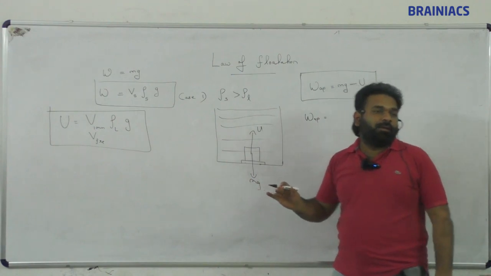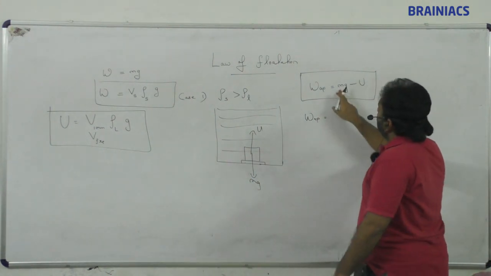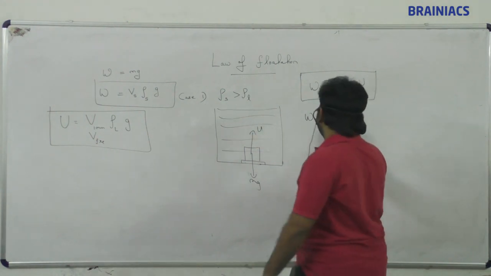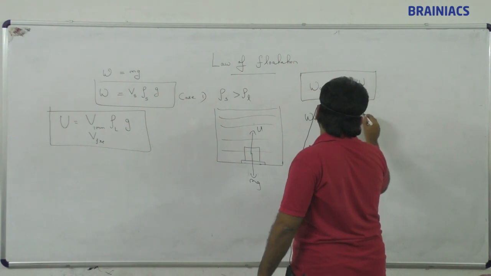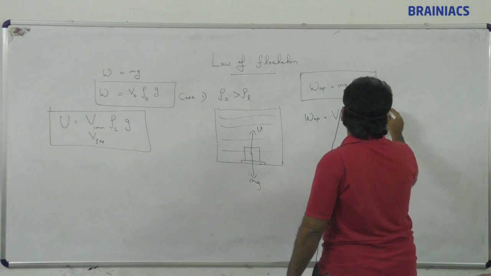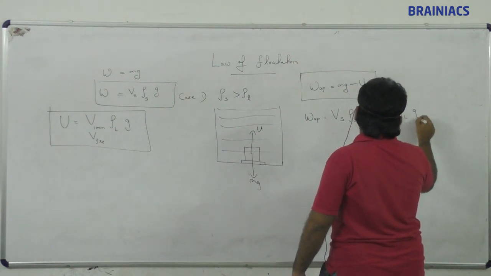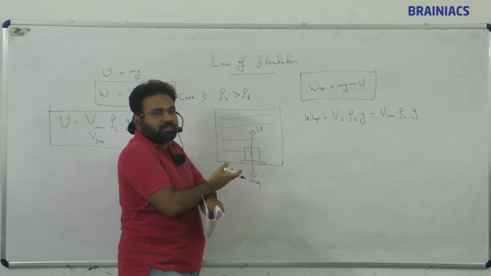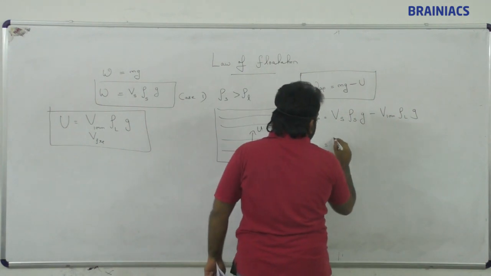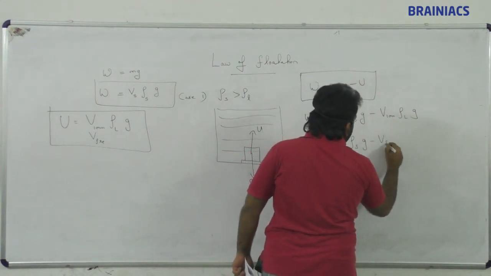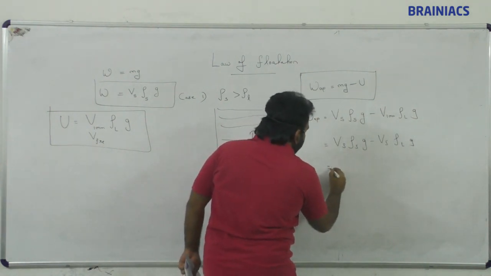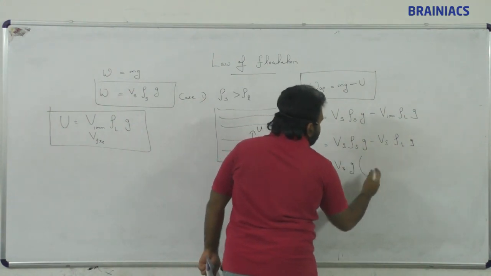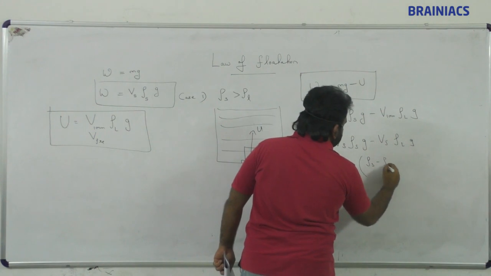Okay, children, look here, tell me, what is mg in terms of volume, density, g? V rho g, minus, what is upthrust? V rho L g. Okay, right. In this case, what is V immersed? Same as V solid, correct or what? Same. So I could write Vs rho s g minus Vs rho l g. Correct. So from here, what am I going to do? Vs and g I'll take out. Vs and g if I take out, this will become rho S minus rho L.